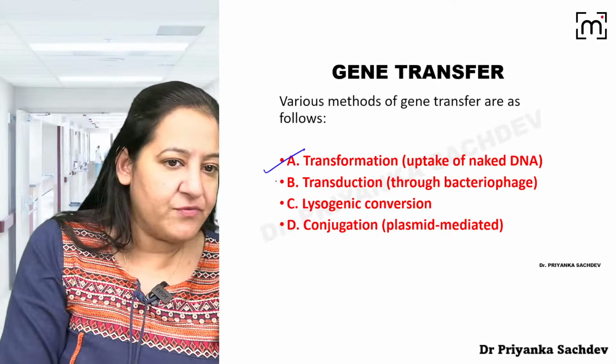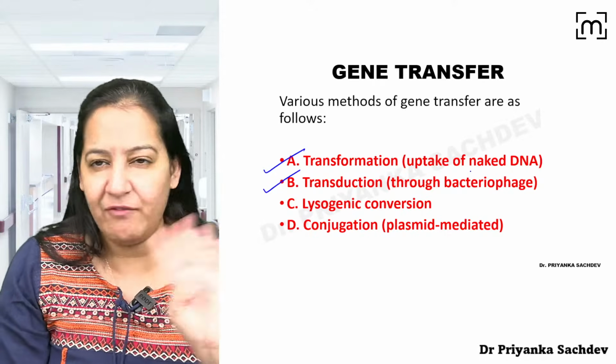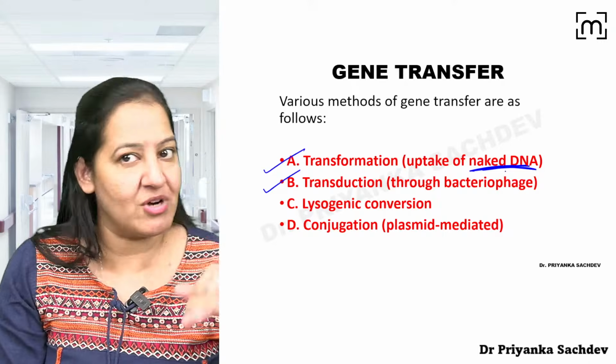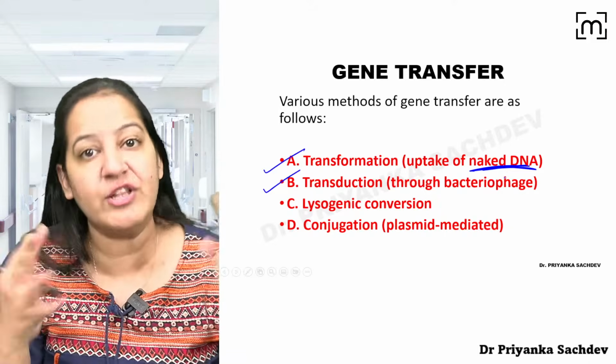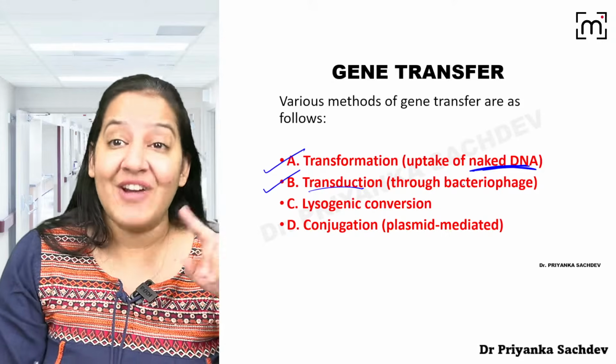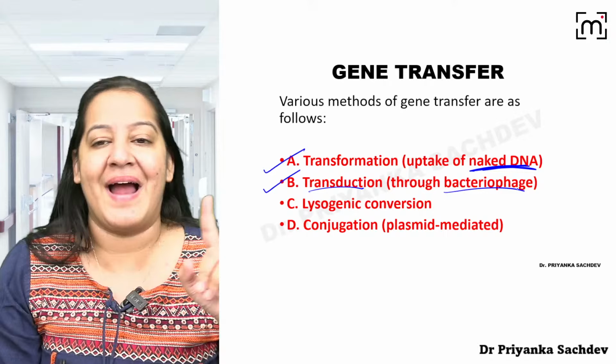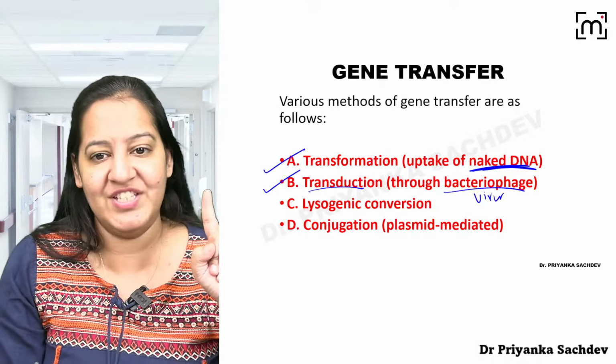So we are done with transformation and we are done with transduction. In transformation, no vehicle was involved. Naked DNA was transferring from one bacteria to another directly without any agency. But in the second method, that is in transduction, transfer takes place via an agency. The agency or the vehicle is a bacteriophage, which is a virus.